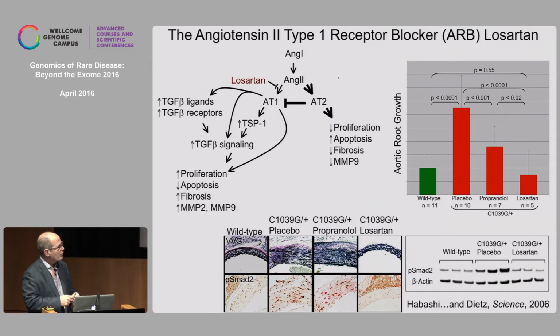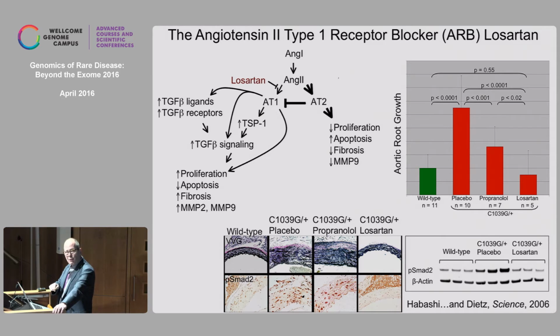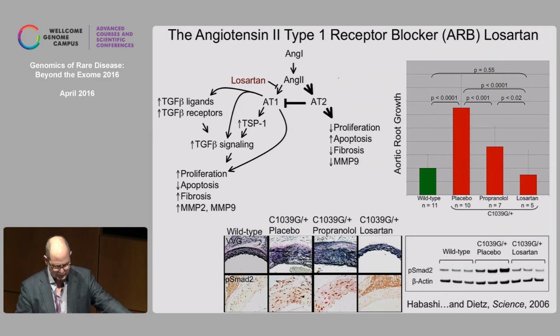In contrast, no observer could distinguish losartan-treated Marfan mice from their wild-type counterparts by any histologic or functional parameter, including complete normalization of aortic root growth, complete preservation of normal aortic wall architecture, and really exceptional attenuation of TGF-beta signaling, as shown by immunohistochemistry, but also by quantitative Western blot analysis.